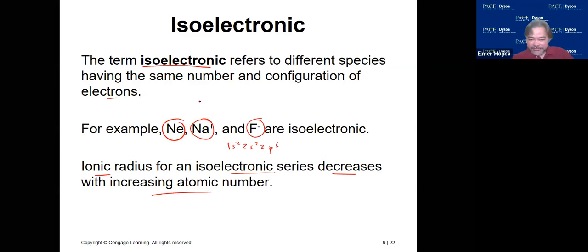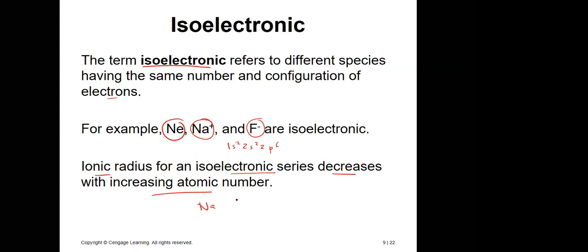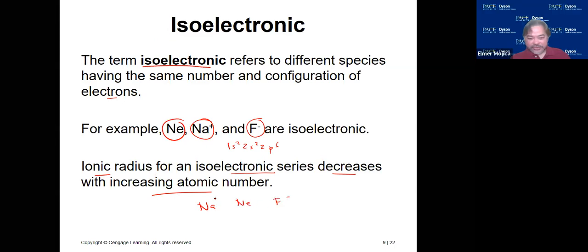So what does it mean? What if I ask you to rearrange them in terms of ionic radius? Which is the largest? How are you going to arrange them? Sodium? So I can arrange it like this, but how will I put the relationship between the two? Is this more than, less than, or equal? Sodium is greater than neon? So is sodium plus more than or less than neon in terms of ionic radius? Less than.